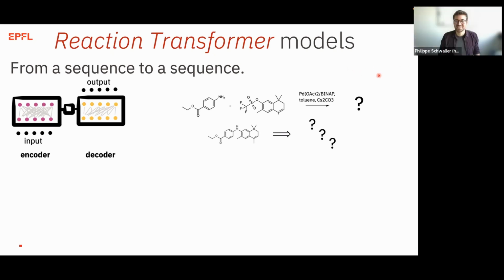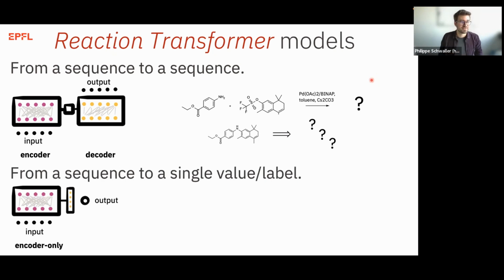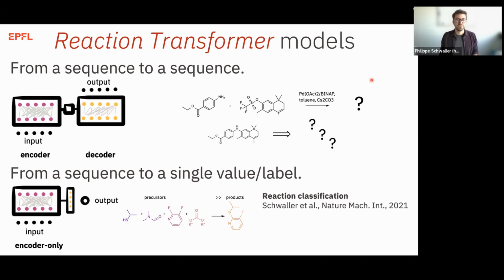Okay. I will continue. So this was basically my first part, focusing on the sequence-to-sequence transformers. In the second part, we'll move to encoder-only transformers that get as an input a complete reaction SMILES and then predict a single value or label. We use this for reaction classification and yield prediction.